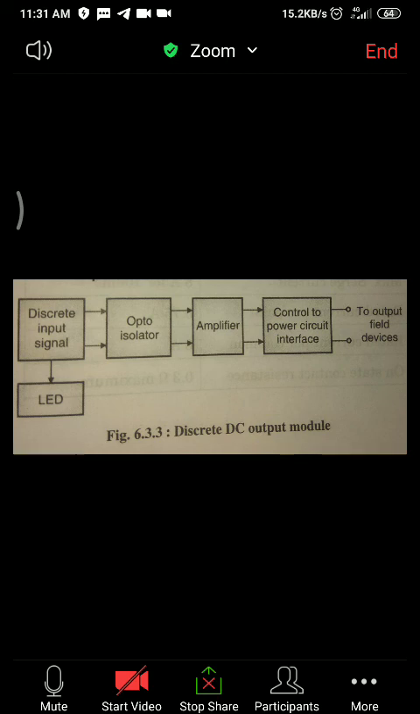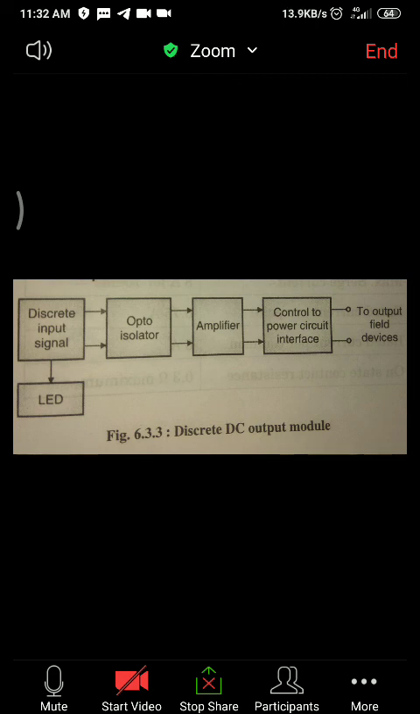Okay, then the power amplifier will be there. That amplifier will amplify the DC voltage which is to be given to the device. And then the control power circuit interface is there. What it will do, it will take the power from the backplane of the CPU, that is your PLC, and then it will power up the output control device. So the working of the DC output module is very much the same.